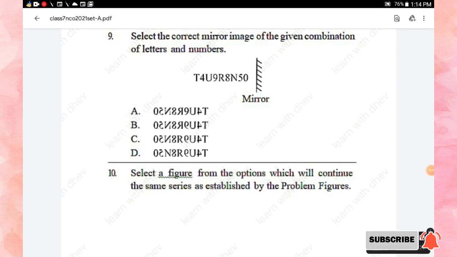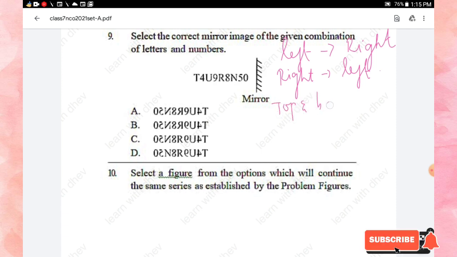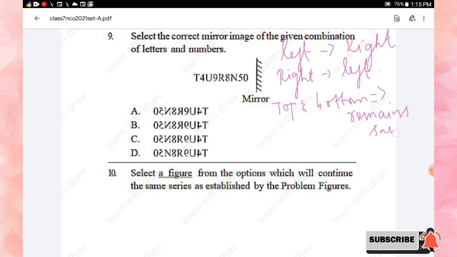Question number 9. Select the correct mirror image of the given combination of letters and numbers. In mirror image, we have some rules. That is, the left side of the object becomes the right side. The object could be a shape or image or alphabets or numericals also. So it can be anything. Left becomes right and the right side of the object becomes left, vice versa. And the most important one is that the top and bottom of the image remain the same. They won't be changed in mirror image.